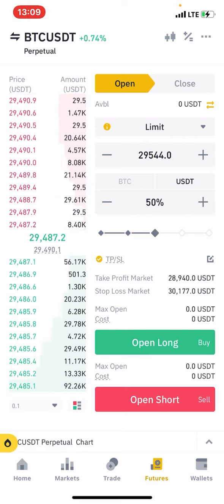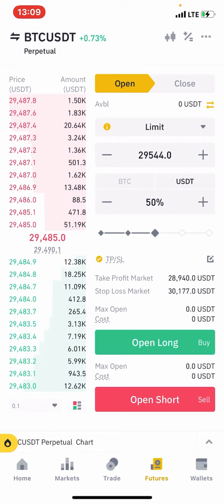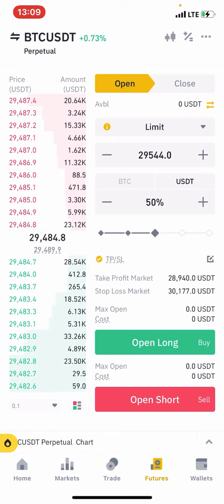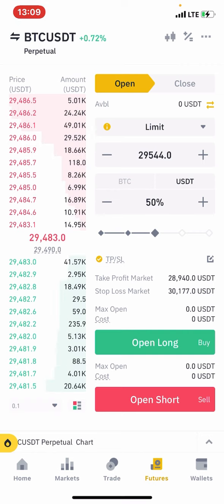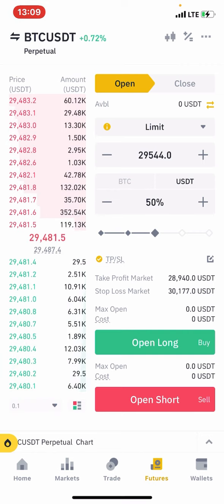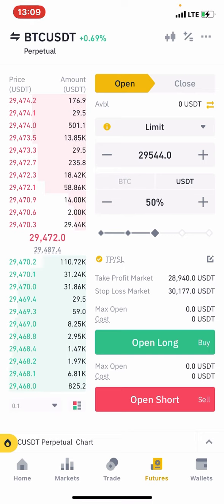If you have $100 in your futures wallet, by the time you put in 50%, only $50 will enter the trade. You understand? That is number 1. That is what I meant when I said avoid greed and use percentage.